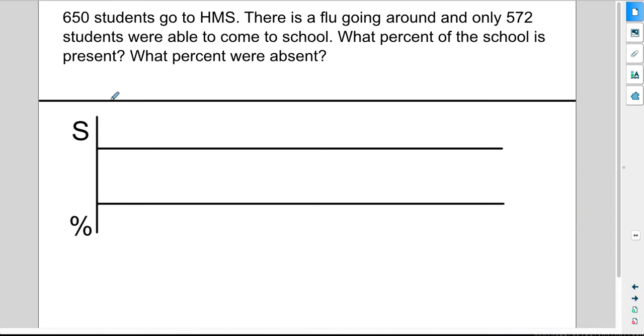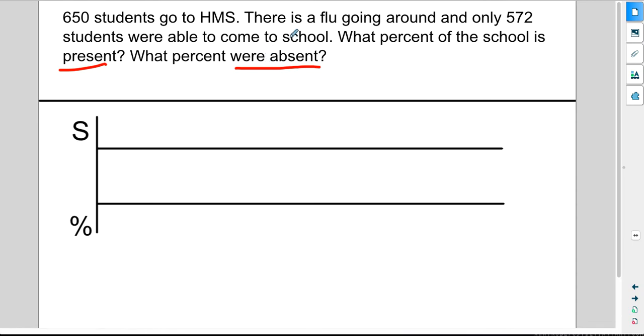In our final example, we're actually not given any percents here. We see that 650 students go to HMS, and unfortunately there's a flu going around, so only 572 of them showed up for class. We want to know what percent is actually here, and here's the important part. So what percent is present and what percent were absent. So you want to make sure that you're reading the questions really carefully.